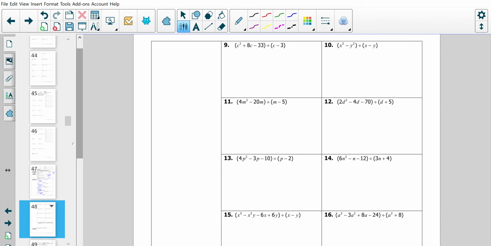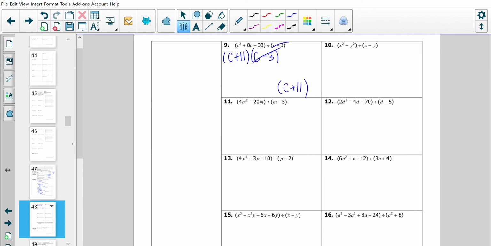He did. Okay, what factor of 33 are we going to use? 11. And which one's positive? Plus. Okay, so C plus 11, C minus 3. Net, these guys cancel out. C plus 11 is your answer.